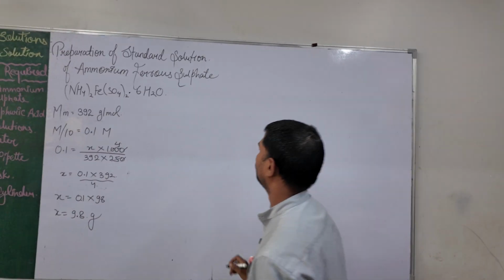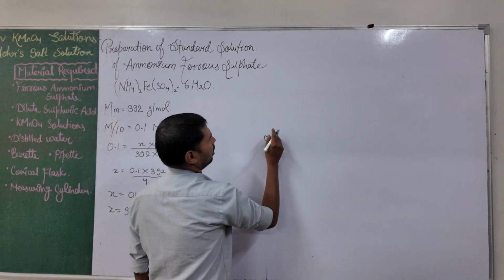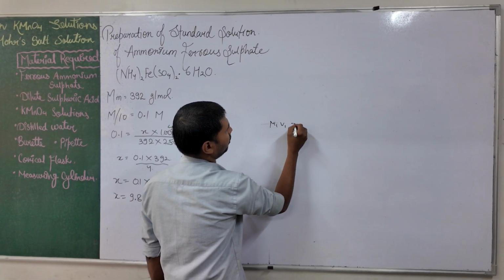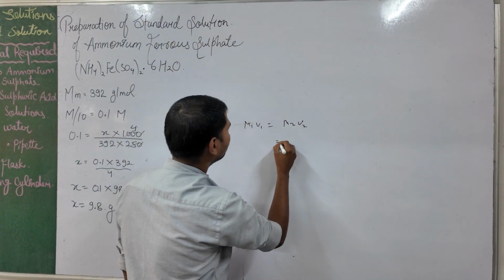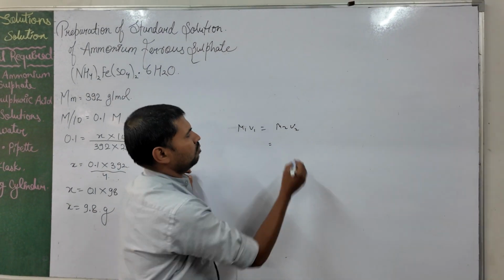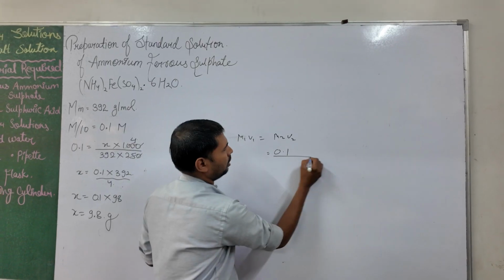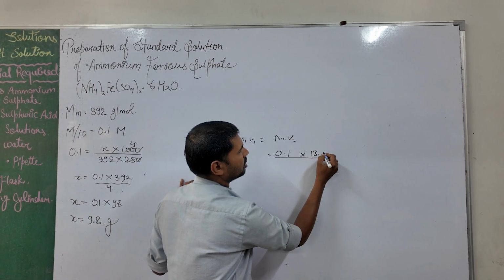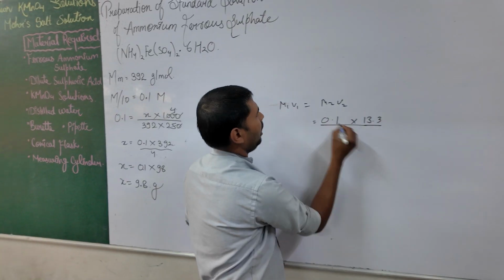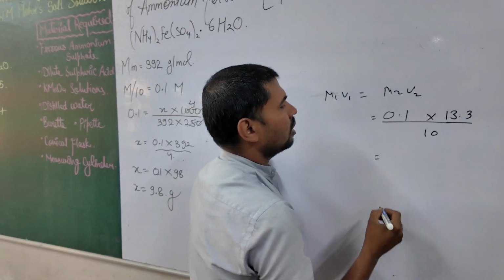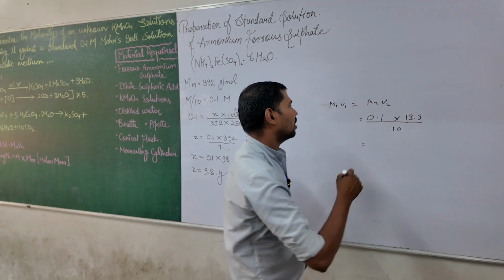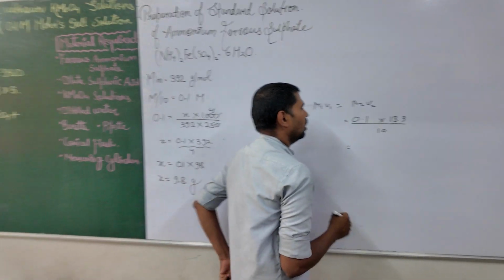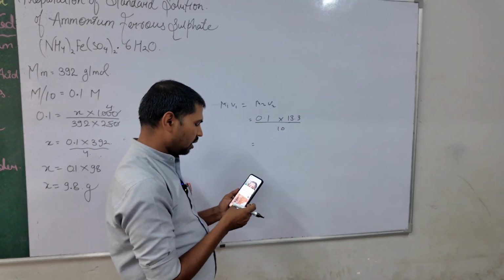Then we have to do the calculation M1V1 = M2V2. M2 we already have, 0.1, into V2, whatever the amount of KMnO₄ consumed, 13.3, and we have taken 10 ml ferrous ammonium sulfate. So let me do the calculation. I'll show it on the mobile.